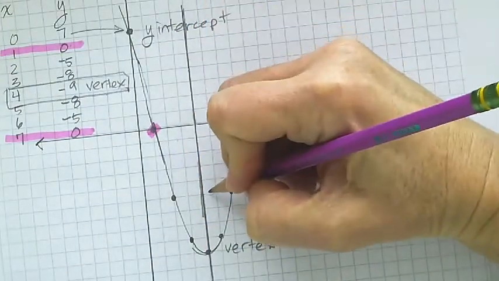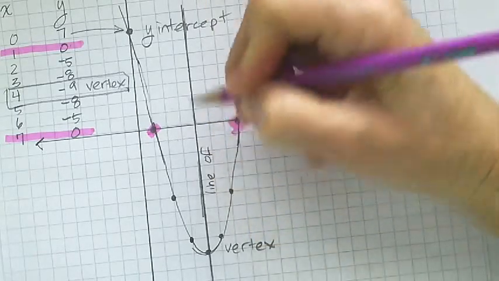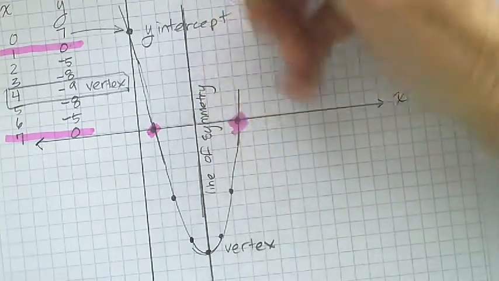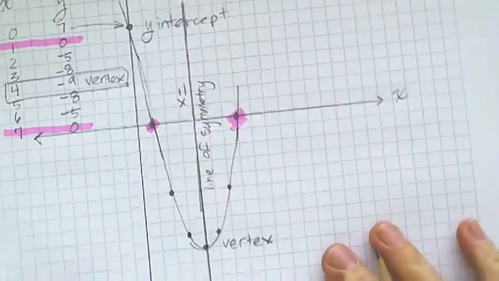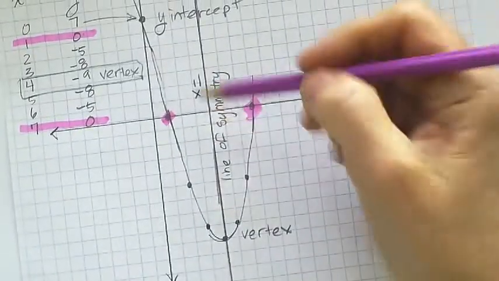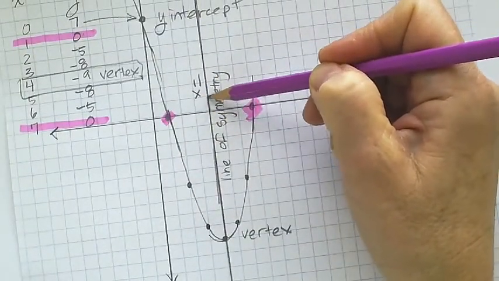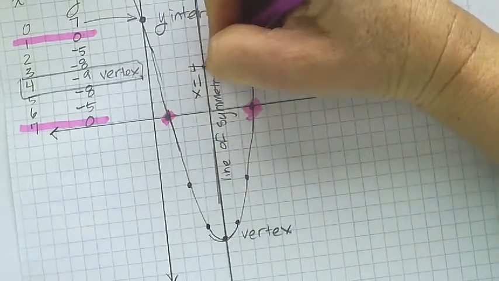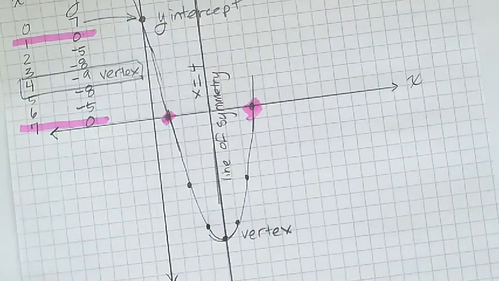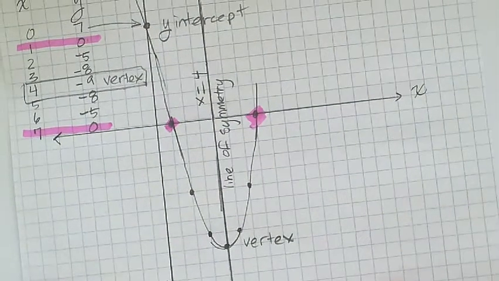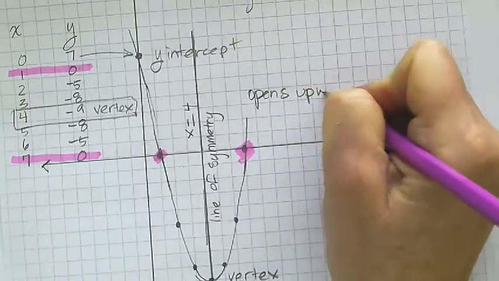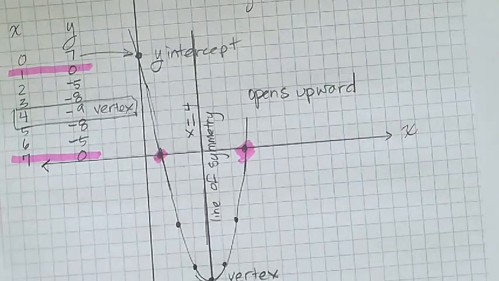So let's write the line of symmetry, and the equation of that line would be x equals, and all of the points on this line are going through 4: (4, 0), (4, 1), (4, 2), (4, -1), (4, -2), and so on. This is the line x equals 4. Okay, opens upward. I would say that we have fully described that graph.